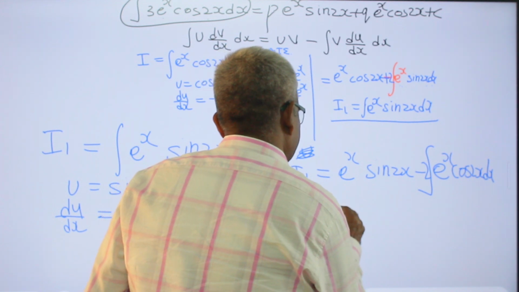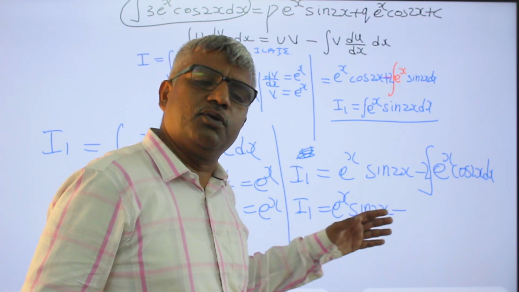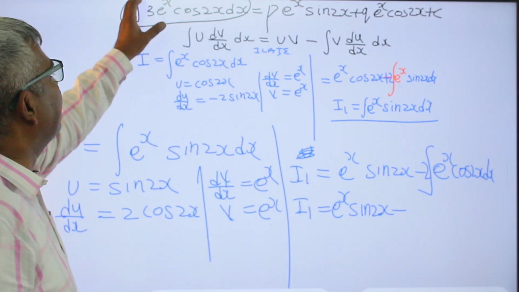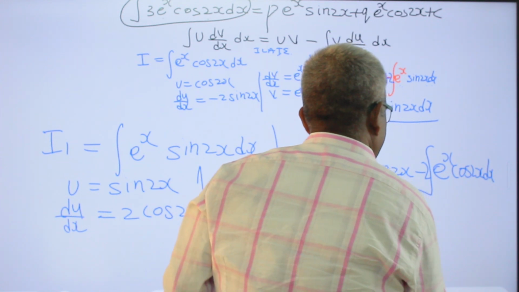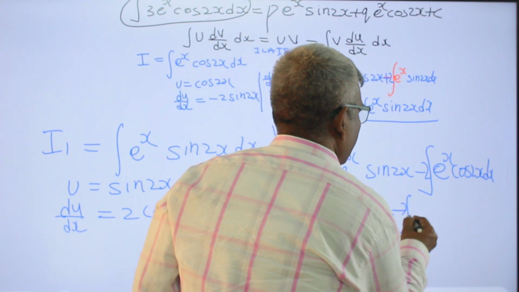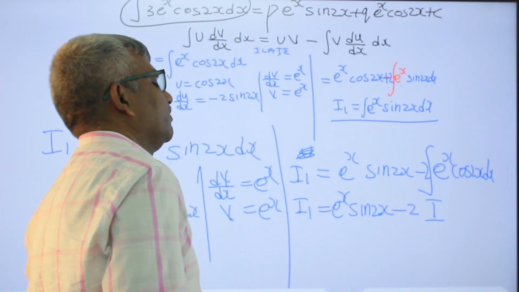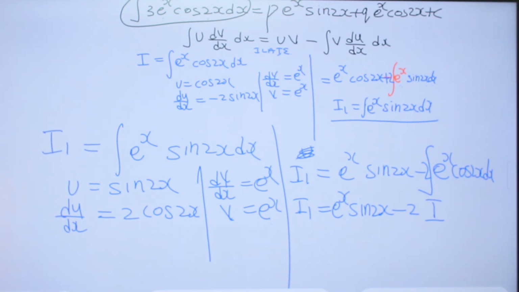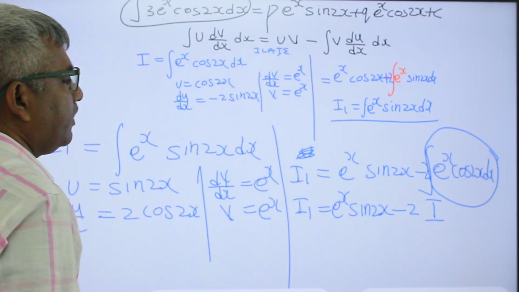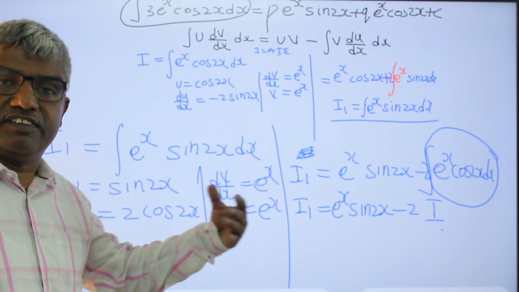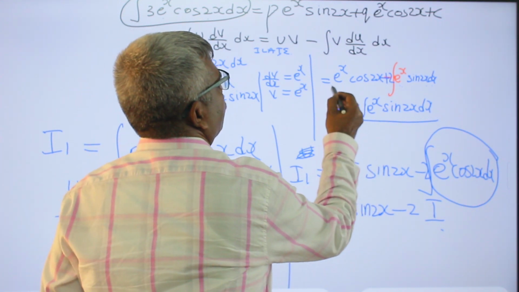So I1 is equal to e power x sin 2x minus. If you don't follow this one, you may do with 3 e power x, that itself, 3 e power x is equal to dv by dx, like that you can take it out. No issues. Minus 2I. You got it? Because this is nothing but our starting point. Our first starting point is 3 e power x cos 2x dx. That we will come to later. Now, take this one.